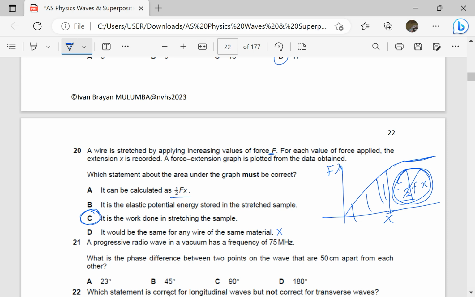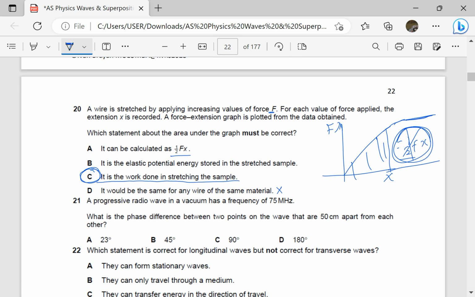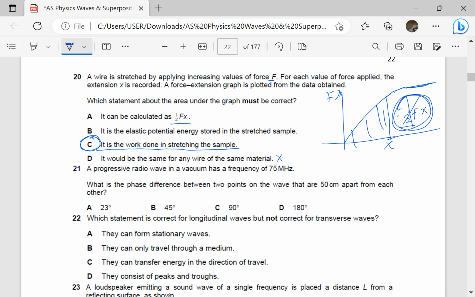If they had told us that force was directly proportional to extension throughout, then we would know that the area is a half Fx. If they had told us Hooke's law is obeyed throughout, then we could also still think that elastic potential energy stored in the stretched sample is the area under the graph. But since such conditions have not been mentioned here, then we can agree that the area under the graph simply represents the work done in stretching the material to whatever point, whether it undergoes elastic deformation or plastic deformation before it breaks. The work done in stretching is the area under the graph.